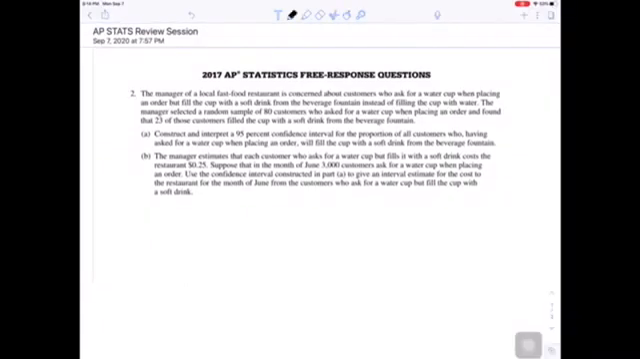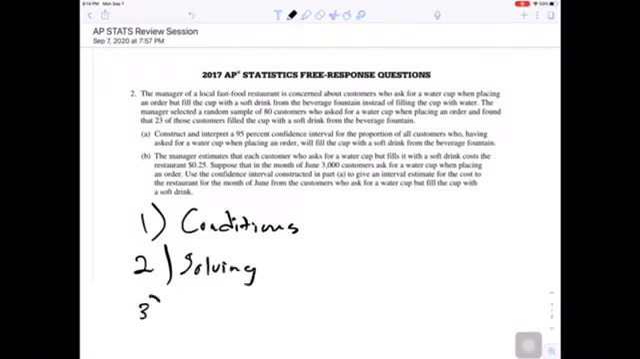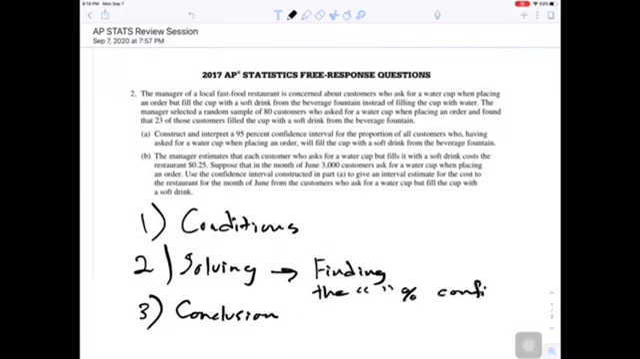There are three parts to every confidence interval. The first part is the conditions. The second part is the solving, or the calculations you need to do. And the final part is the conclusion. And the conclusion has to be a specific statement and has specific requirements we need to meet. For solving, we need to find the confidence interval, and the reason I put the quotes is because there's a specific confidence interval for each question. In this case, it's a 95% confidence interval.